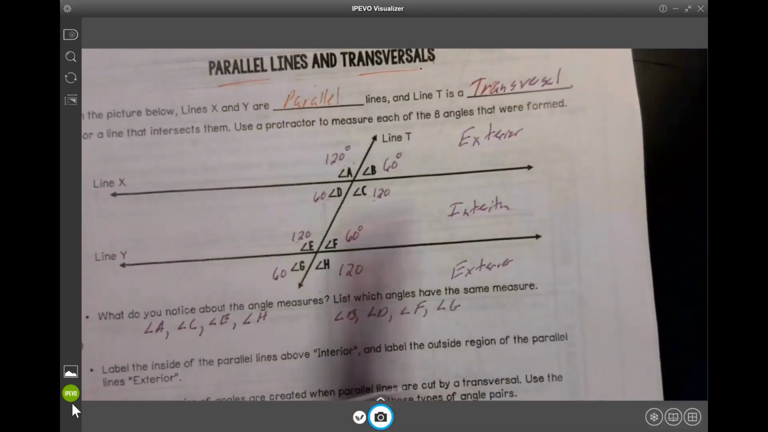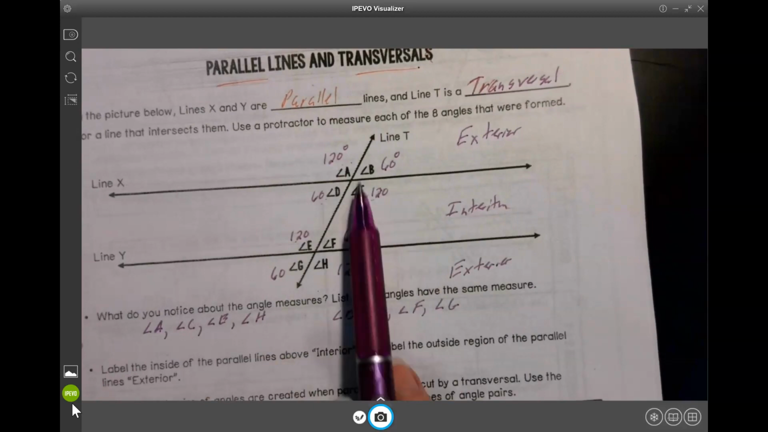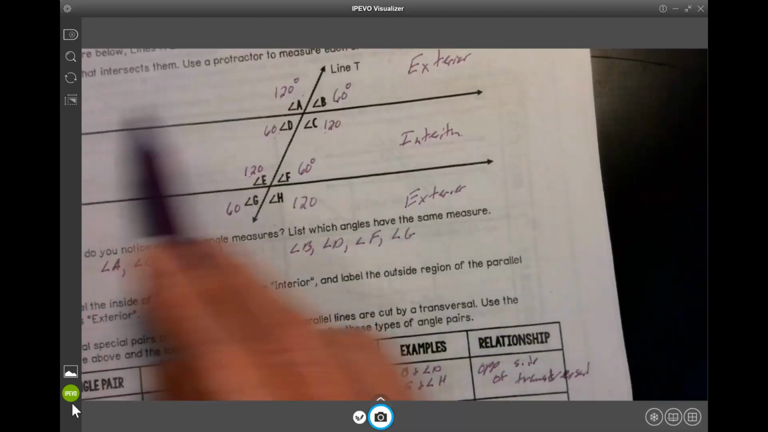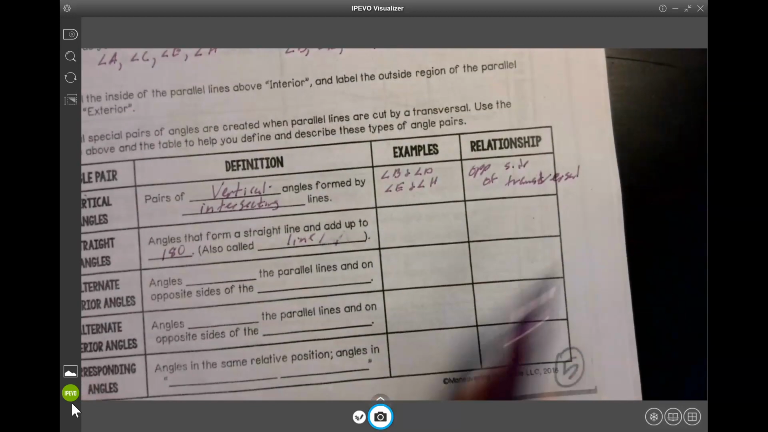Examples of that are line X and line Y. We can't name them right now, so I'm not sure. We don't have enough points to name them, so we're going to just skip that.